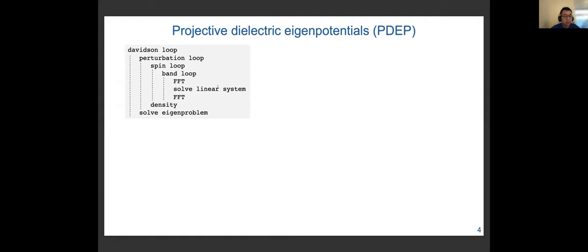Shown here is perhaps the most important algorithm in the West code, the so-called PDEP algorithm. It computes the eigenvalues and eigenvectors of the static dielectric matrix by an iterative algorithm. The pseudocode here has multiple loops. The outermost loop is sequential. It cannot be done in parallel, but all the inner loops can be done in parallel.